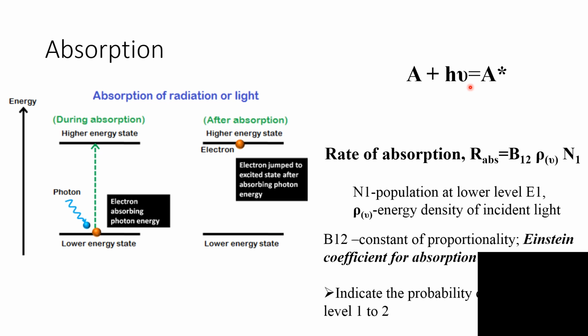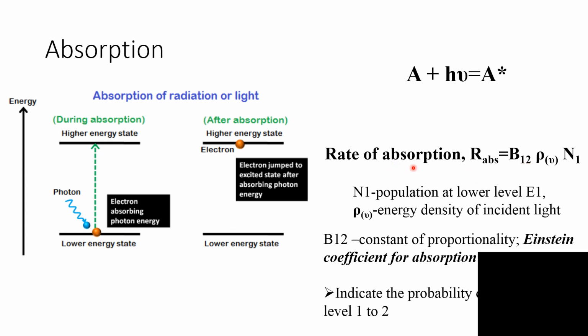Okay, now we can talk about the rate of absorption. The rate of absorption is proportional to the density of the photon and the population of energy level E1. So this is the population of energy level E1, and this will be the population of energy level E2. Sorry, I forgot to mention it here, but we discussed it in a previous slide. I think you will find no difficulty in understanding.